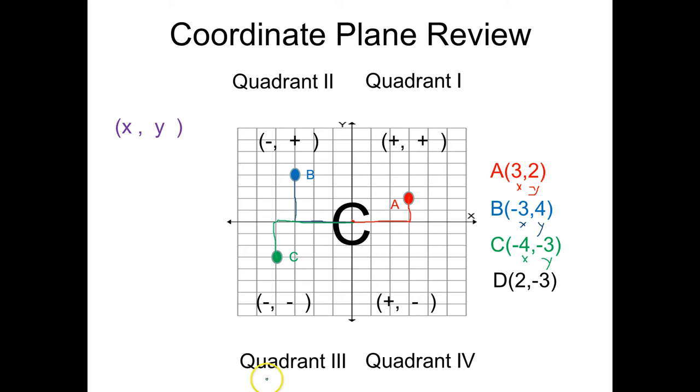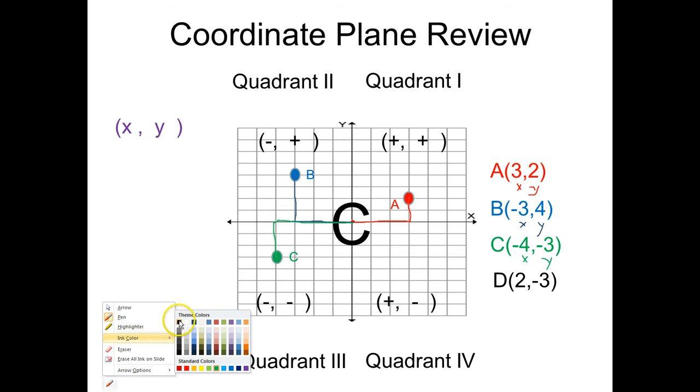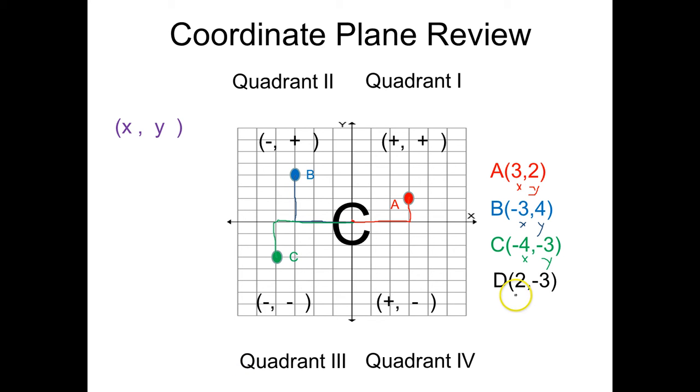And our final ordered pair that we're going to look at is our D, 2, -3. And in 2, -3, remember, the 2 is your x, and your x is positive, and your negative 3 is your y, and your y is negative. So if you plot this correctly, you should end up in quadrant 4, 2 in an x direction, down 3 in a y direction, and you have your ordered pair D. So that's your review of the coordinate plane.